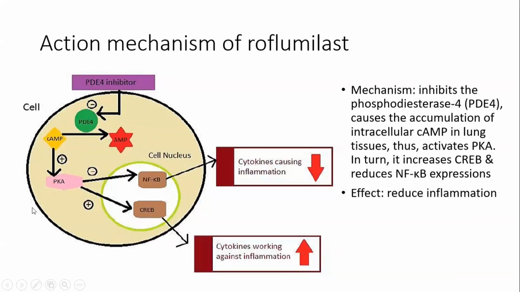So an increase of the cAMP will increase the PKA, which inhibits the activity of nuclear factor kappa B, and then reduces the cytokines or any chemical that causes inflammation, and directly causes the activation of CREB, which increases the cytokines working against inflammation. It means that CREB increases the production of anti-inflammatory proteins, and anti-inflammatory proteins will reduce the inflammation.